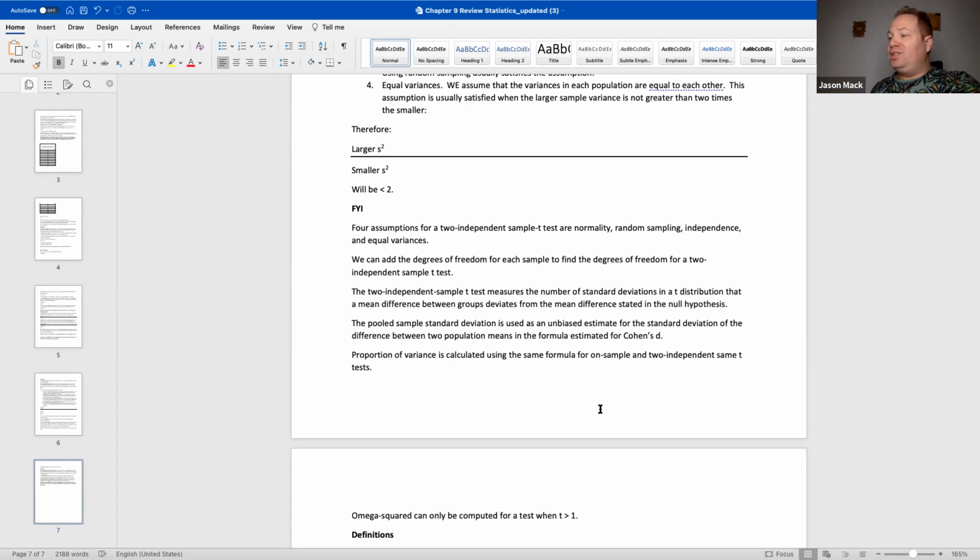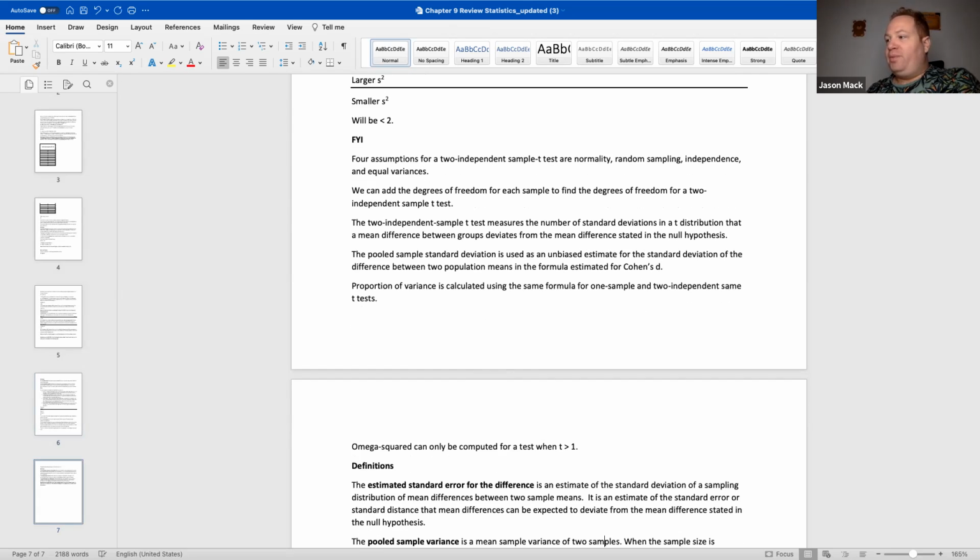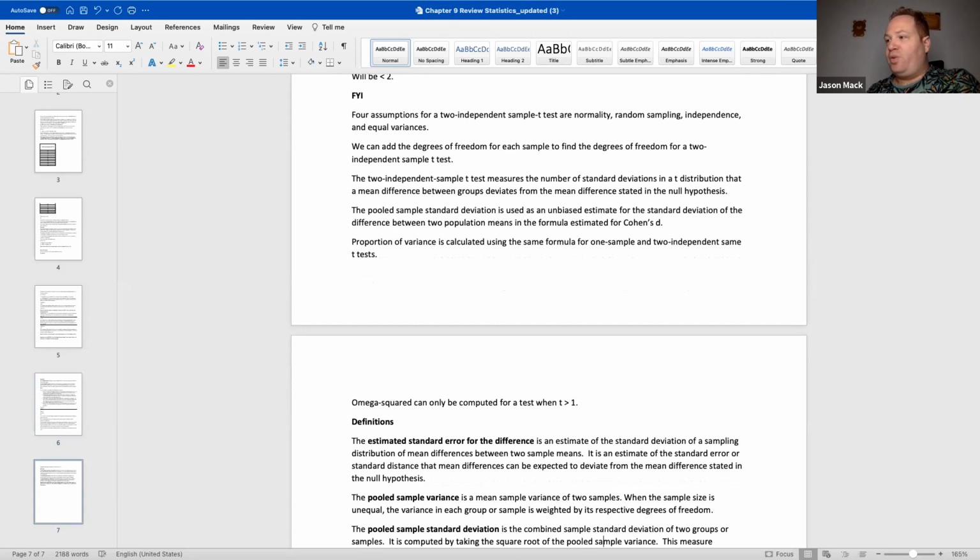The pooled sample standard deviation is used as an unbiased estimate for the standard deviation of the difference between 2 population means in the formula estimated for Cohen's d. Proportion of variance is calculated using the same formula for 1 sample and 2 independent sample t-tests. Omega squared can only be computed for a test when t is greater than 1.